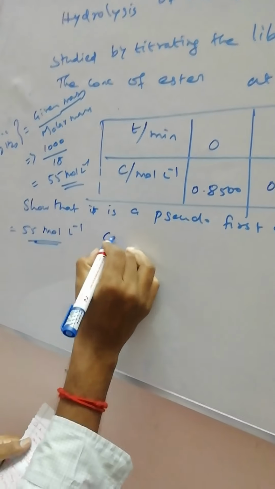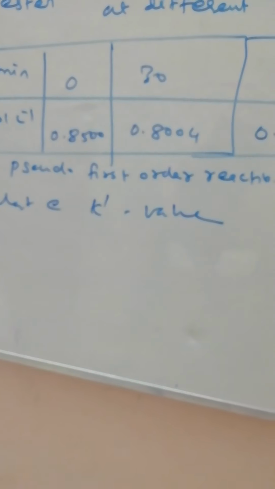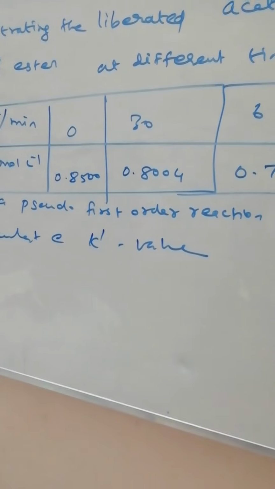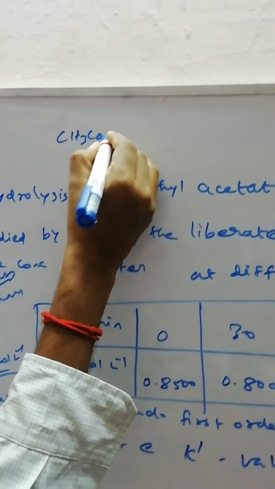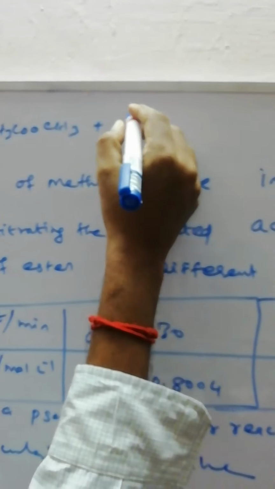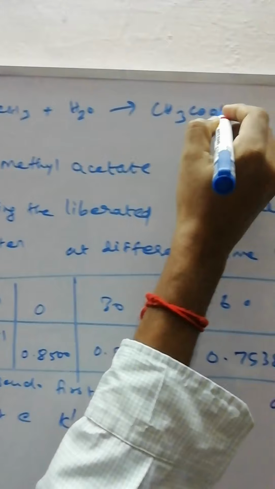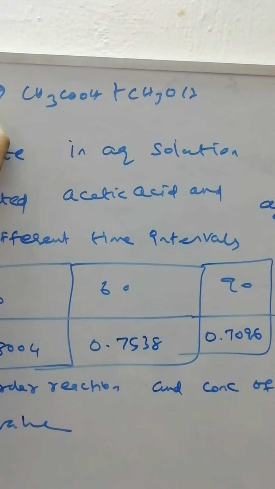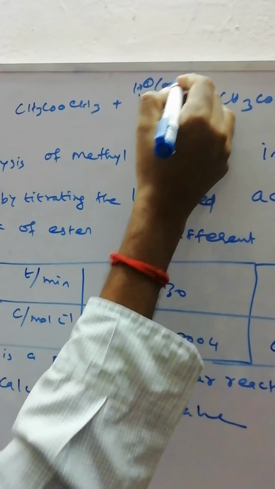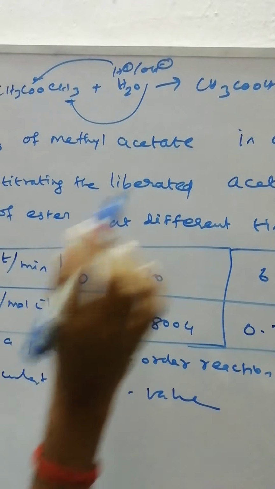Calculate the K prime value. This is the question given. Listen carefully. Hydrolysis of methyl acetate. What is methyl acetate? CH3COOCH3. Methyl acetate plus water gives acetic acid plus methanol. Like the last reaction, we got H plus and OH minus. H plus goes to react here and OH here. So this is the equation.